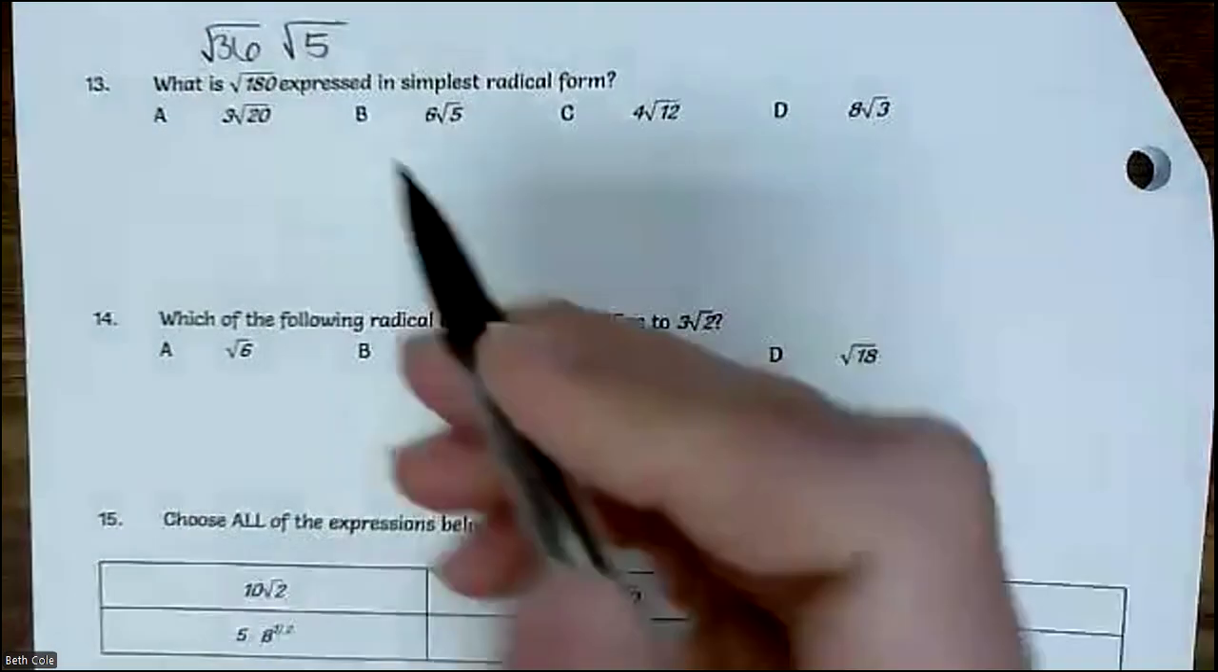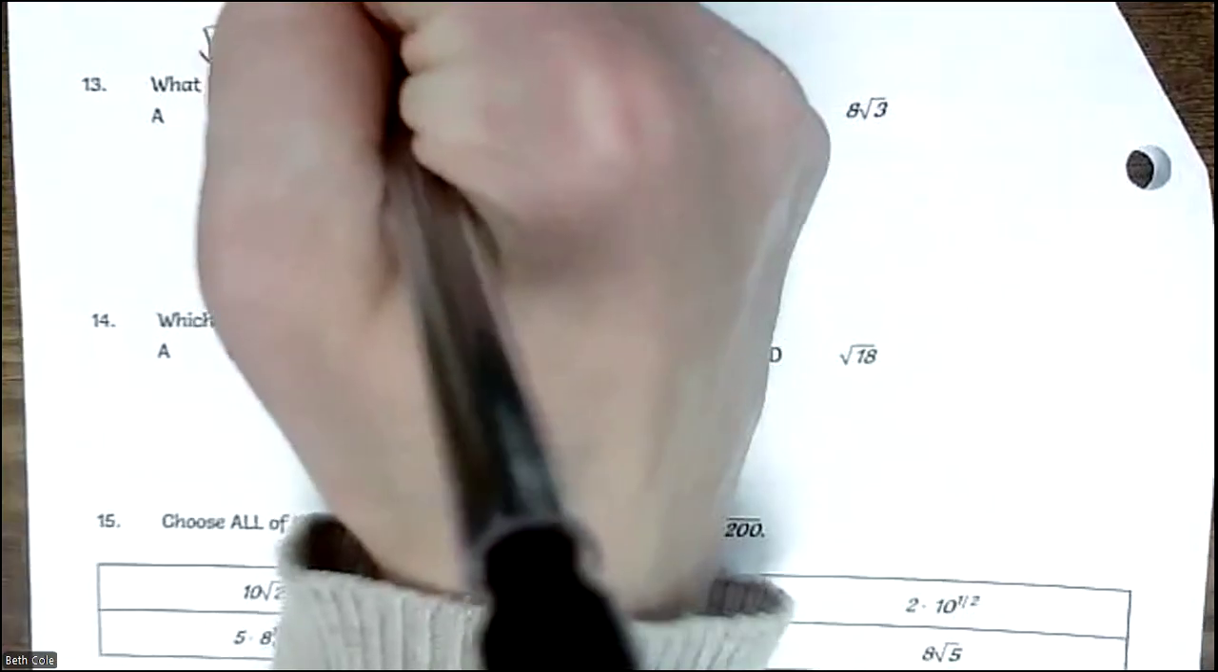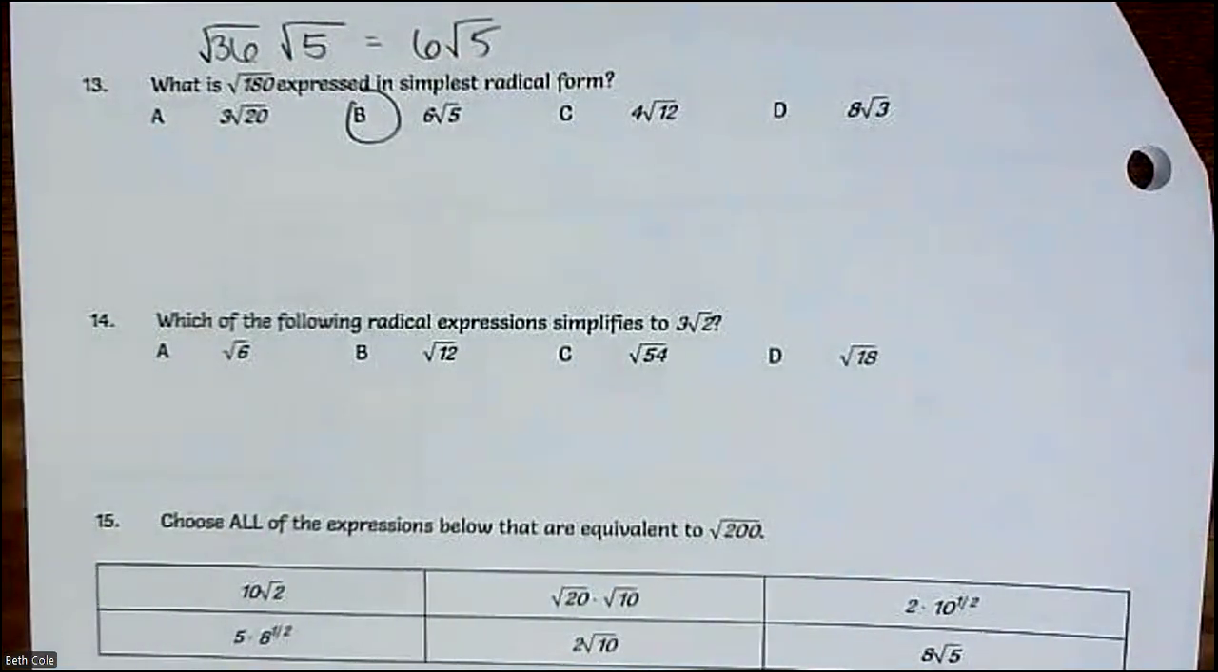So 36 and 5. And then what is your square root of 36? 6. So your answer is B as in bubble gum.